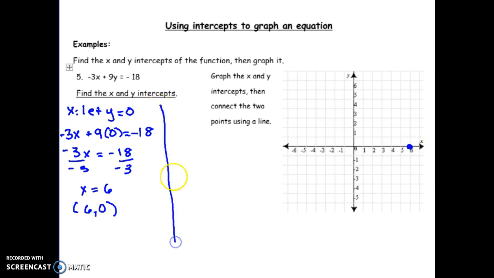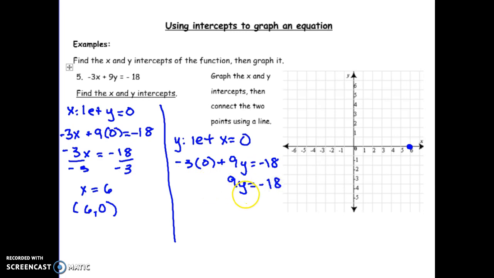All right, now for my y-intercept, I'm going to let my x be 0. And when I do that, again, I'm using the same function. I've got negative 3 times 0 plus 9y is equal to negative 18. I'm left with 0 plus 9y is equal to negative 18. Let's just write it as 9y equals negative 18, so that when I divide both sides by 9, my y is actually equal to negative 2. So my ordered pair is (0, -2). So my y-intercept is going to be right here.